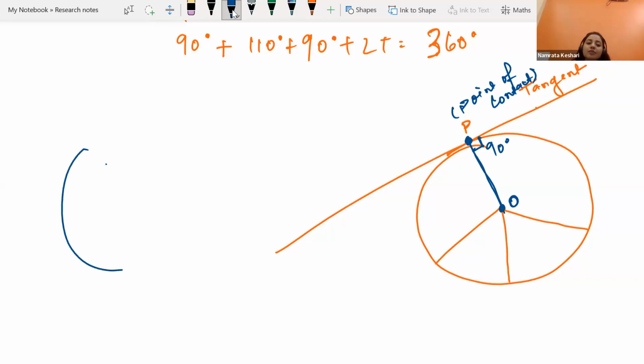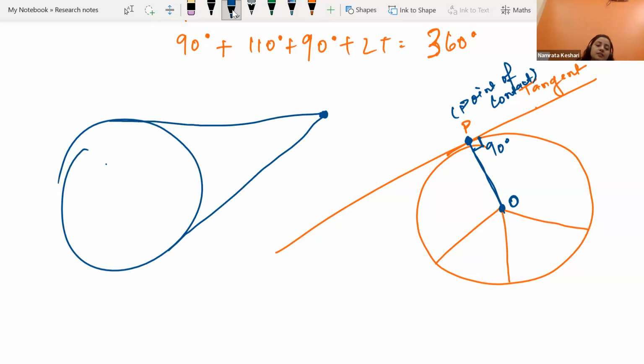Another theorem is, if you have a point outside the circle, and from there you draw tangents, then the length of the tangent, that means up to where the line touches the circle, this TQ and this TP, both lengths will be the same. This is the other theorem. Only these two theorems we have in this chapter, and on the basis of these two theorems we will be solving all the questions.